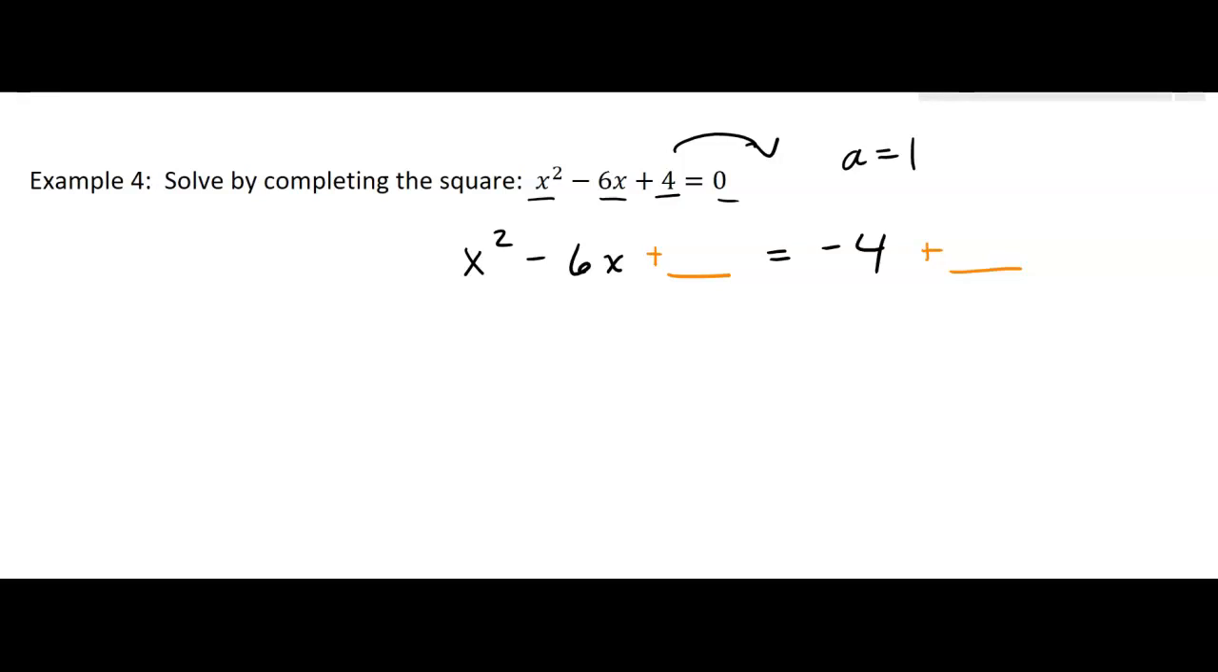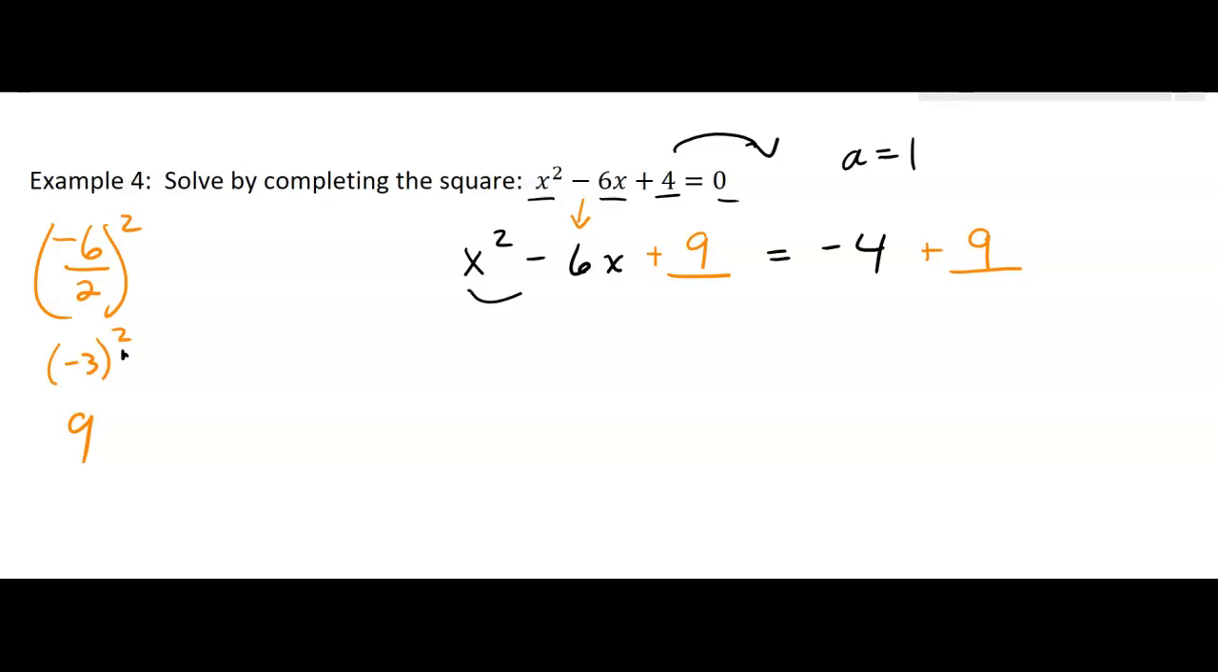Now, how do I find that special number? I take the b, so negative 6, divide it by 2, and square it. It's always those 2 steps. Divide by 2 and square it. So you get negative 3 squared, which is 9. That's the number then. I'm going to add 9 here, and I'm going to add 9 here. Okay. We'll think about that for a little bit. Is it always an adding thing? Yes, because when we square it, it's going to make it positive. So, yeah, it's always going to be an adding thing.